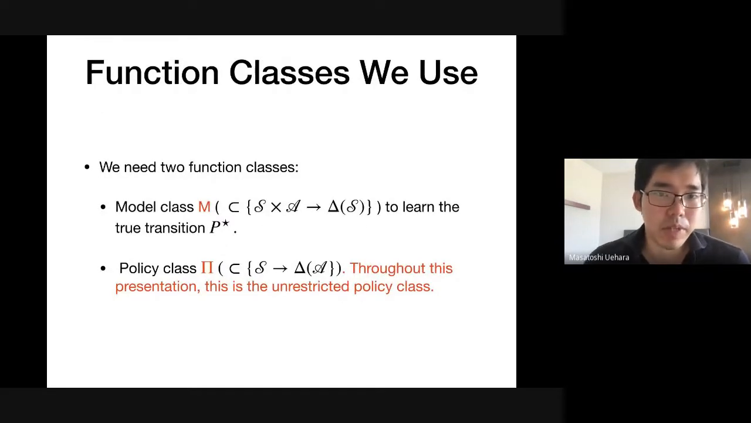Next, let me introduce function classes. Since we want to incorporate function approximation, we need to introduce function classes. The first function class is a model class M, and this is introduced to learn the true transition P star. Another function class is a policy class pi, and this is introduced to learn good policies. Throughout this paper, I assume this is an unrestricted policy class, so it contains all stochastic Markovian policies.